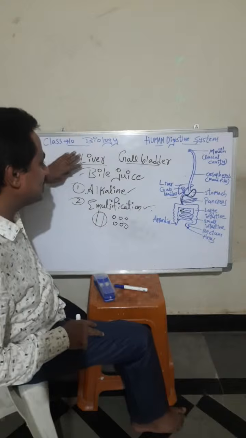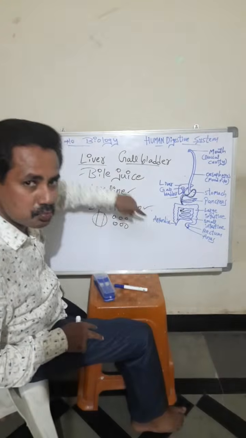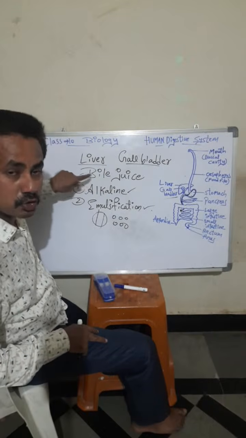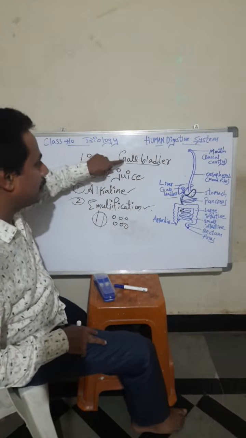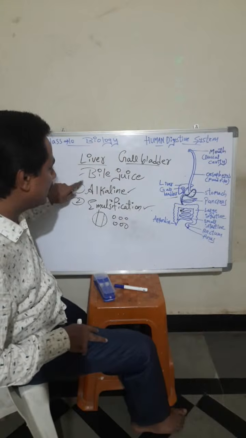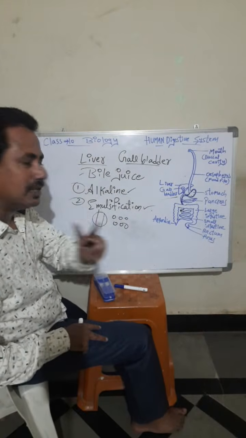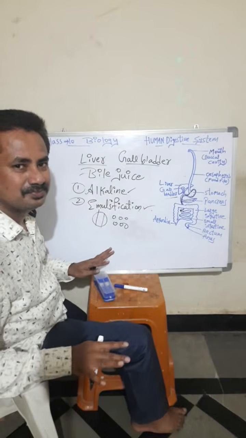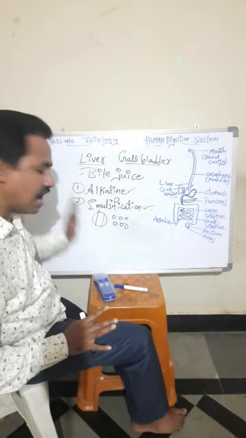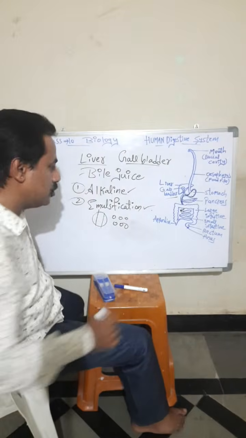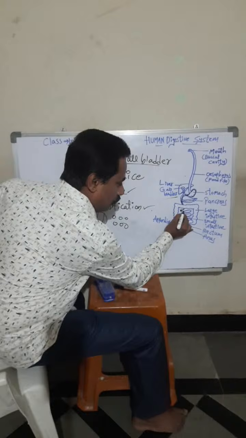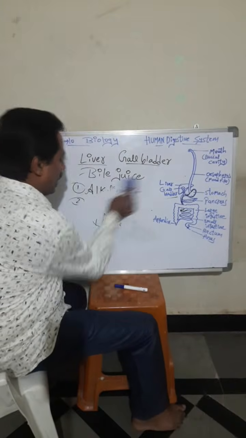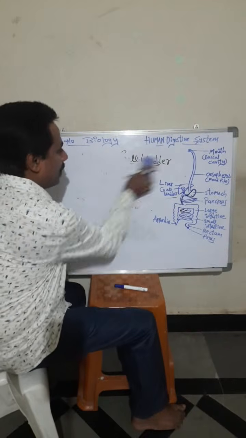Once again, we will revise. When food enters the small intestine, the liver releases bile juice, which is temporarily stored in the gallbladder. Its function is making the food alkaline, and the second is emulsification, breaking large fat globules into small fat globules. Now food will move a little bit forward. Next, what happens, students? Let's continue.